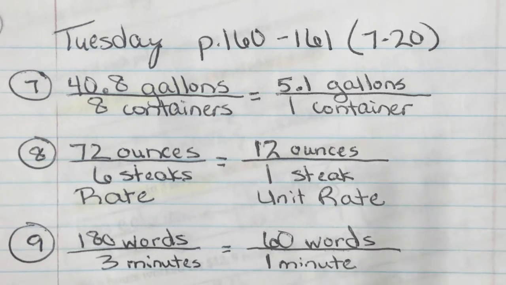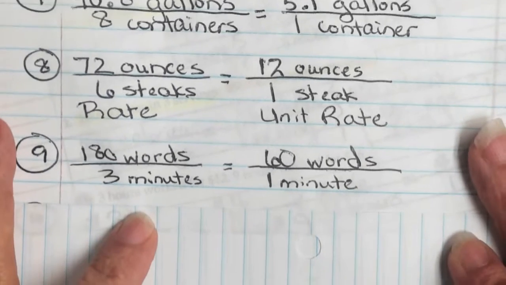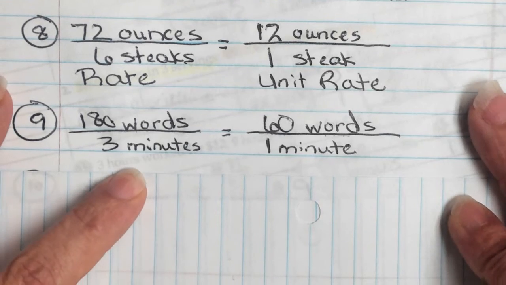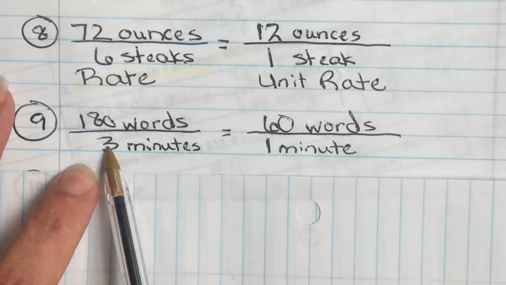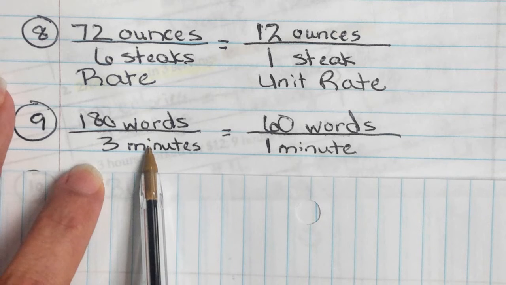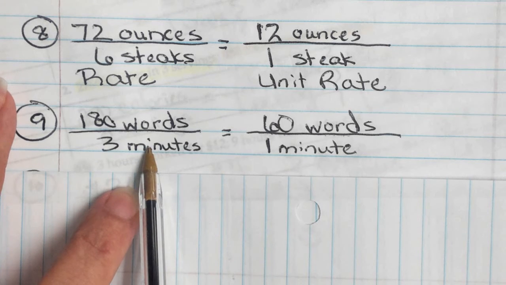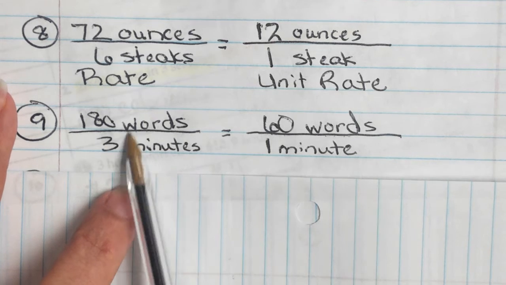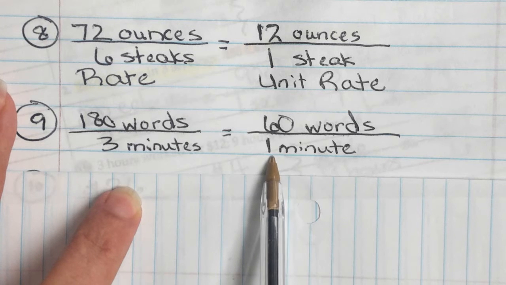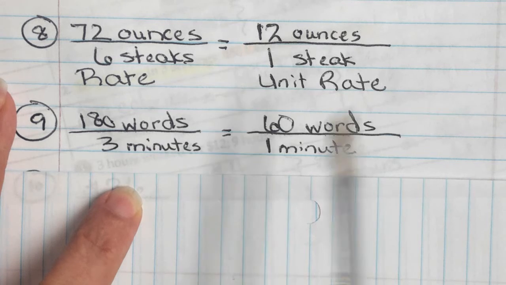So like this person, let's say that this person can type 180 words in 3 minutes. And they want to know, well, wait a minute, how many can they do per minute? So they divide that out to get 60 words a minute. Okay. Good so far? Okay.